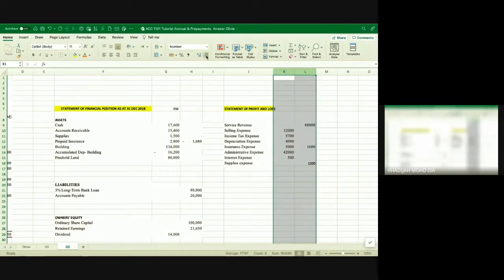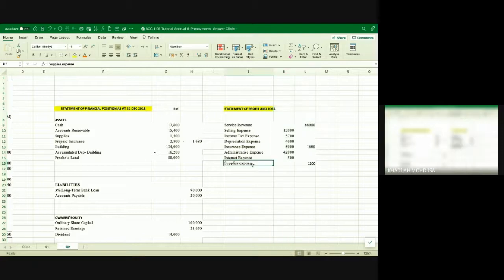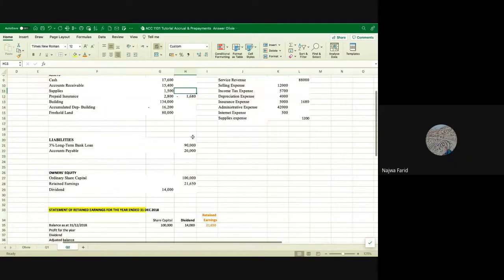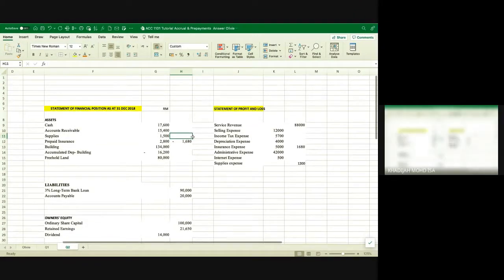Okay, all right. So where is the other account? You have supplies here. Remember? Supplies initially, do you debit or credit? Supplies asset, debit or credit? Credit. So when you credit your asset, do you plus or minus? Minus. So you minus 1,200.